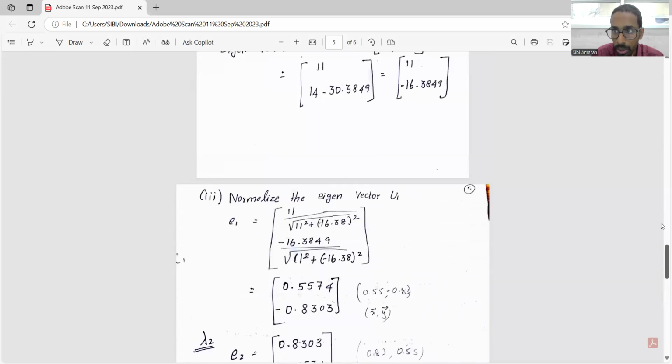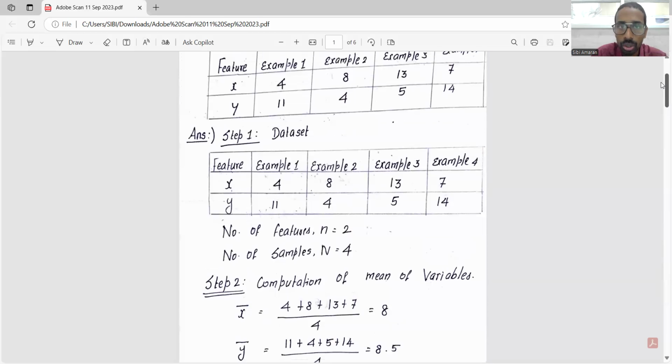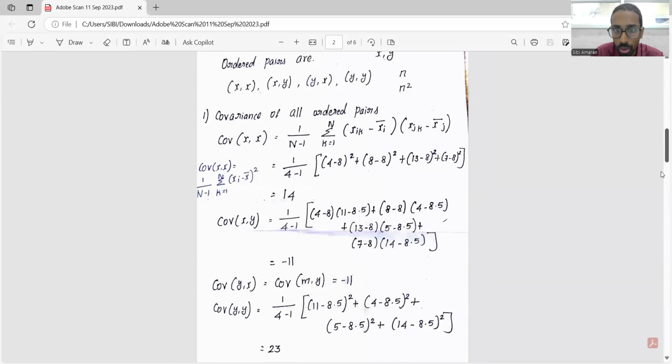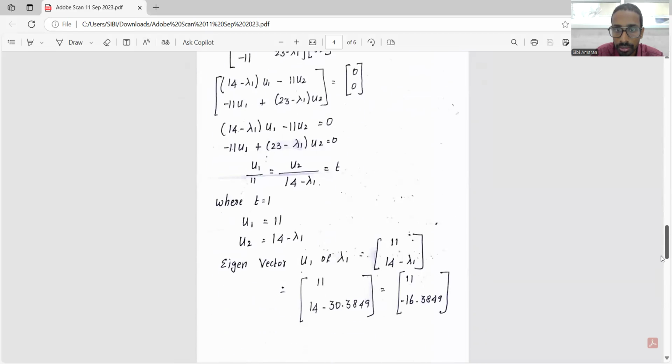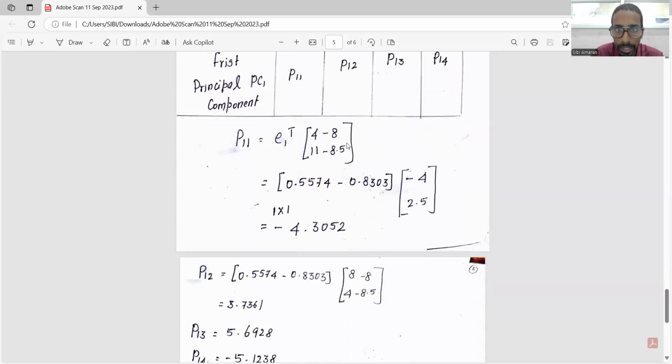I'll be going back to the first step. Listen carefully. This is what I said: 4 minus 8, 11 minus 8.5. In the next step, you have to put 8 minus 8, 4 minus 8.5. In the next step, 13 minus 8, 5 minus 8.5. Then 7 minus 8 and 14 minus 8.5. So that's what you have to apply in this. So 4 minus 8, 11 minus 8.5, this is for the first column.